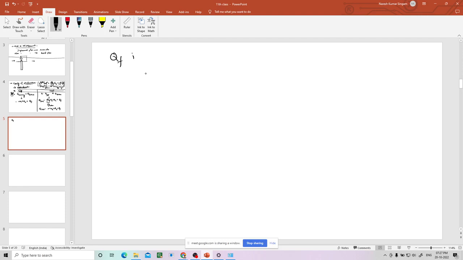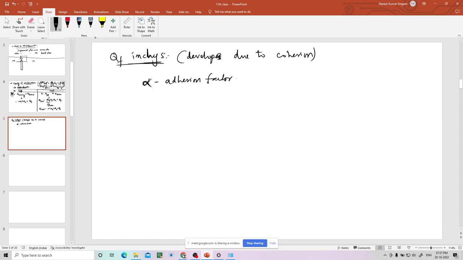So QF in clay case, it also develops due to cohesion only. So there will be an addition factor which is denoted by alpha. This addition factor, suppose you take clay, here clay particles. Okay. Now these clay particles move or roll one over each other. That's how the frictional resistance develops. Coming to the clays, the friction also will develop due to the cohesion.